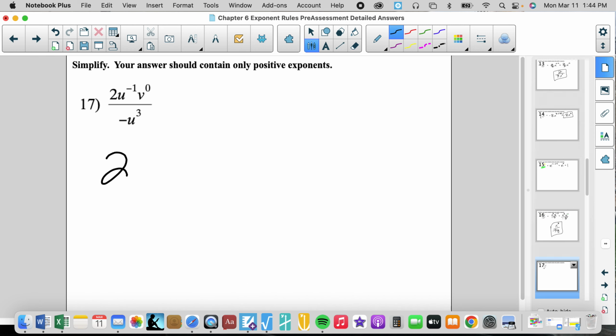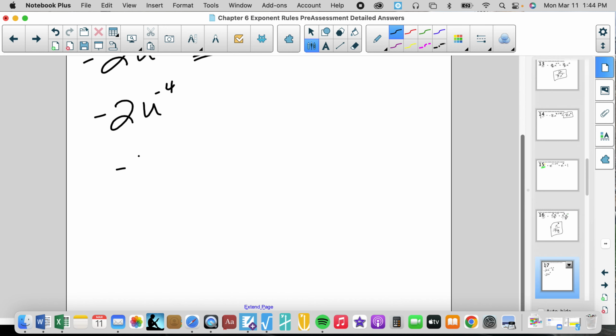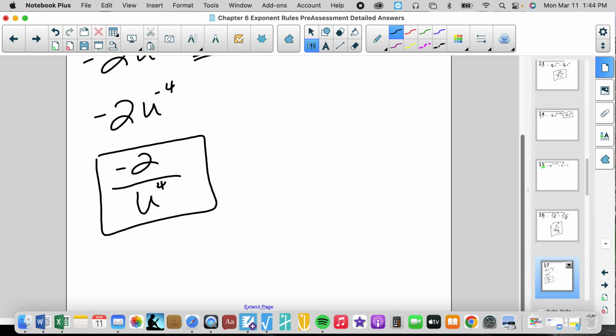So we have 2u to the -1, oops, sorry, -2. Got that negative there. Moved it up, u to the -1 minus 3. v to the 0. That's going to give me negative 2 u to the negative 4 times 1. This equals 1. And then I'm going to move that into the denominator. And we have to just move the base of that exponent. The negative 2 stays in the numerator.